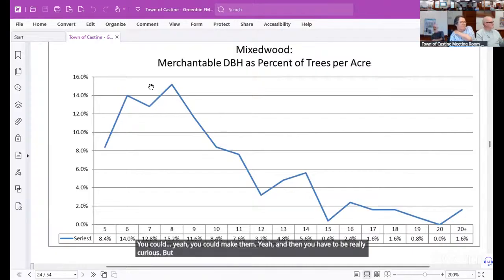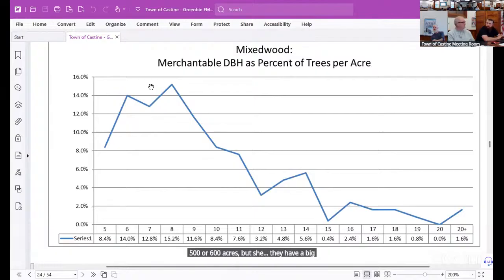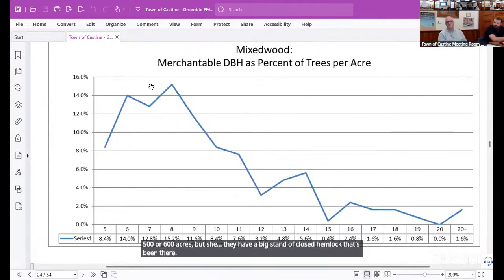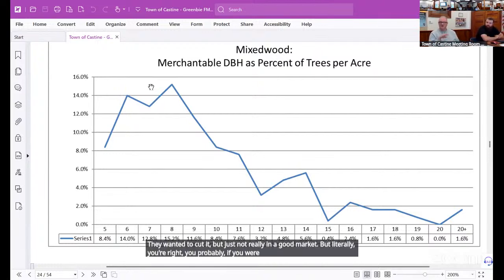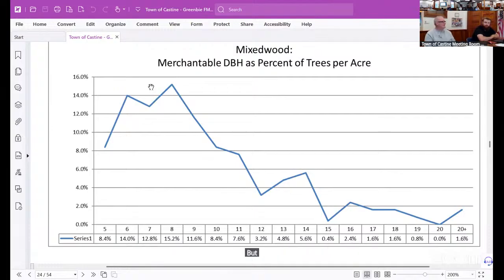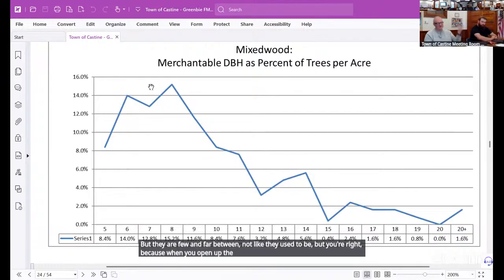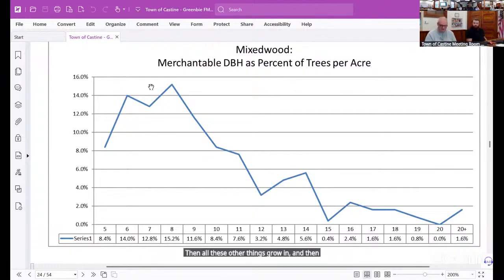I have a client in Amherst with 500 or 600 acres, and they have a big stand of closed hemlock that's been there. They wanted to cut it, but there's not really any good market. But literally, if you were a horse person, you could meander your way around without a trail. But they're few and far between, not like they used to be. You're right, because when you open up the canopy, all these other things grow in, and then you crawl around like we're used to.